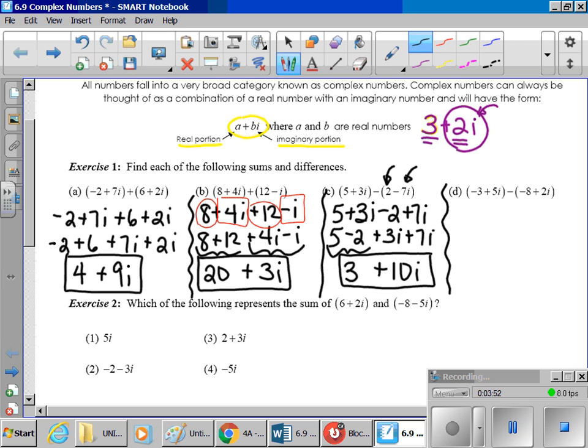Same thing with d. We have minus 3 plus 5i. Now this becomes negative, and a negative is a positive 8. A negative times a positive is a negative 2i. So I'm going to get positive 5 plus 3i.